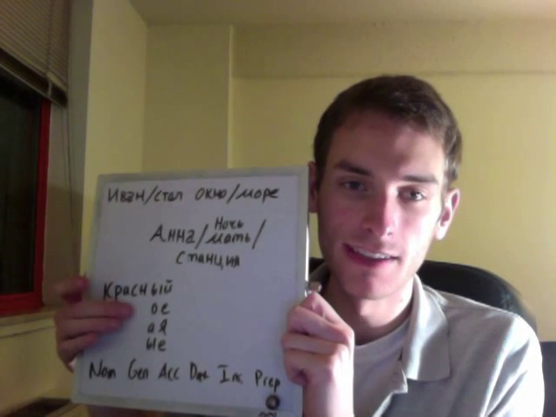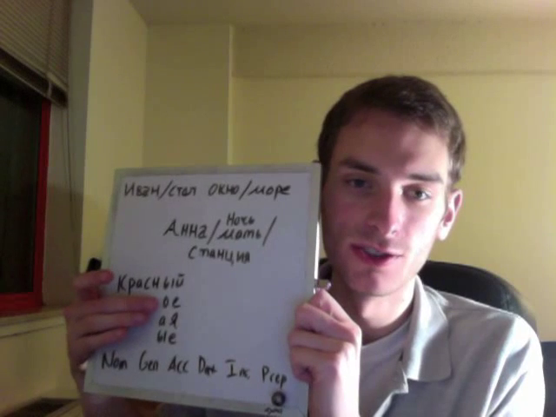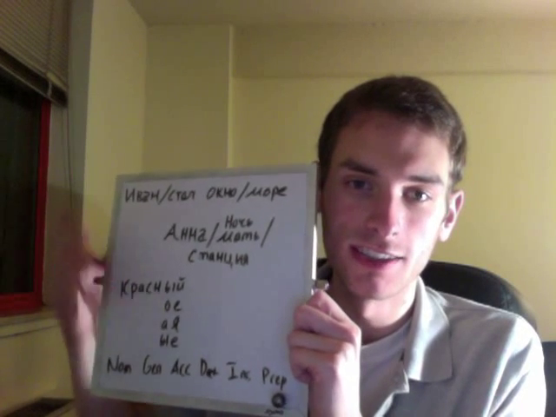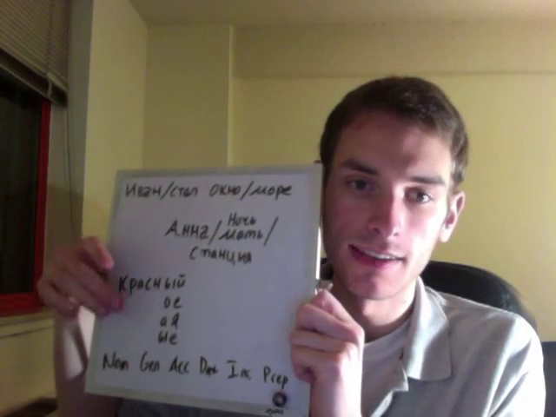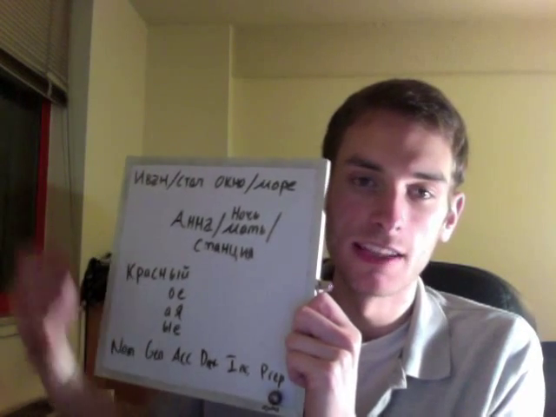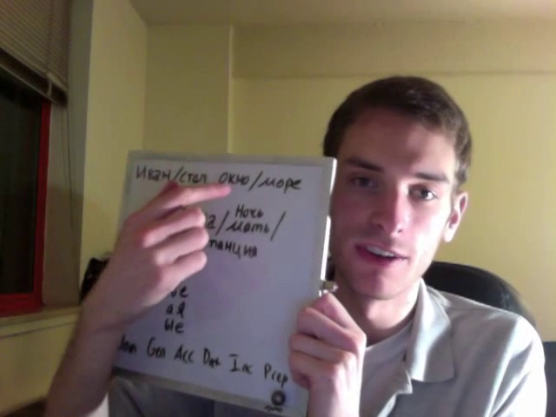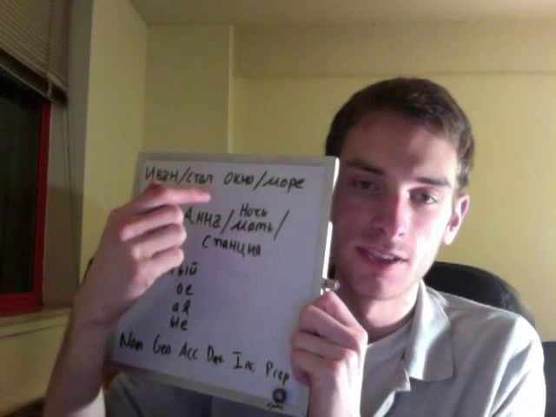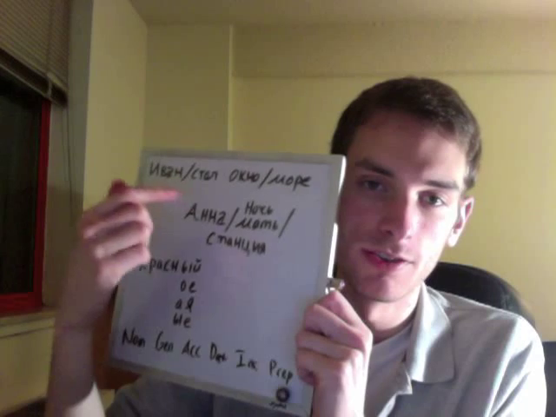Krasny, masculine, krasnoye, so you see those two O, E, just like up there, akno, morye, krasnoye morye, the Red Sea. And then to make things plural, you add, neuter's different, you add an A, so it would be akna would be plural, or morya.